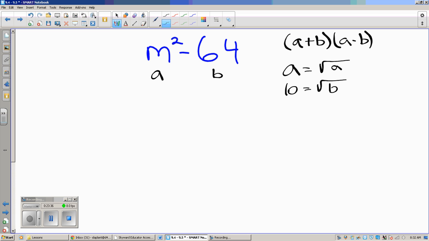Go ahead, can someone tell me what the answer would be here? Brendan? Oh, sorry, factor it out. Okay, Sam? Parentheses m plus 8 times m minus 8. So once you have a and b, you just put it in the form a plus b times a minus b.